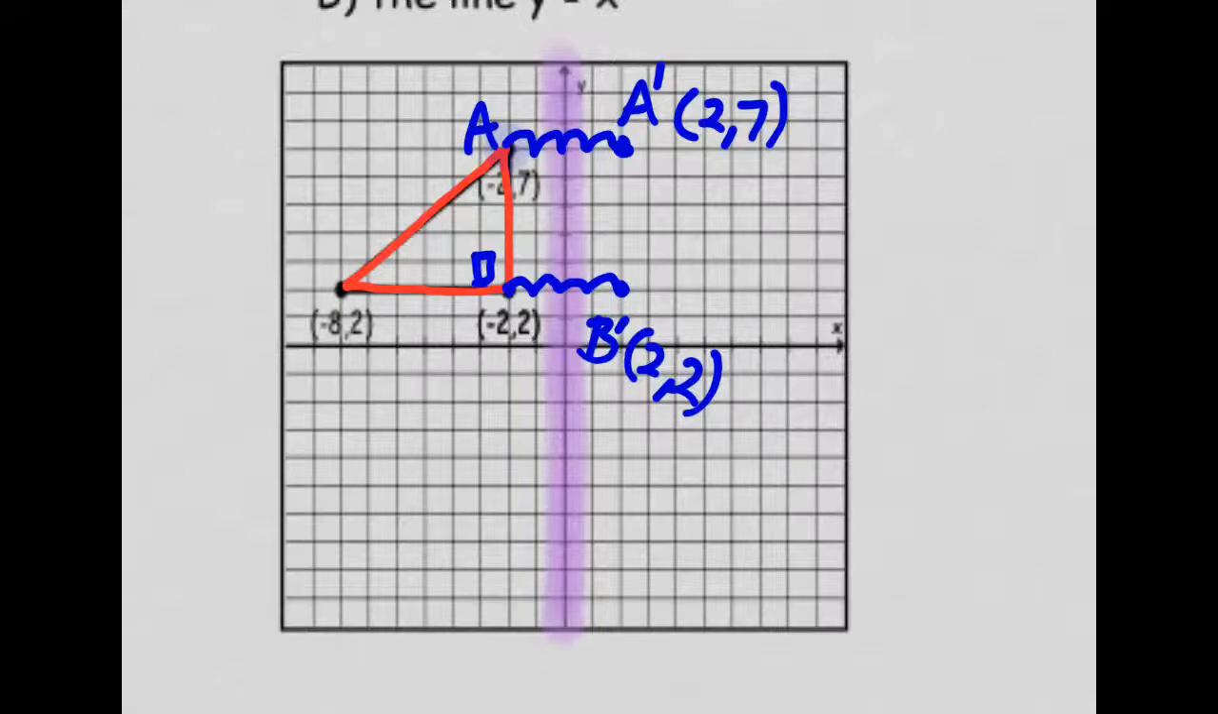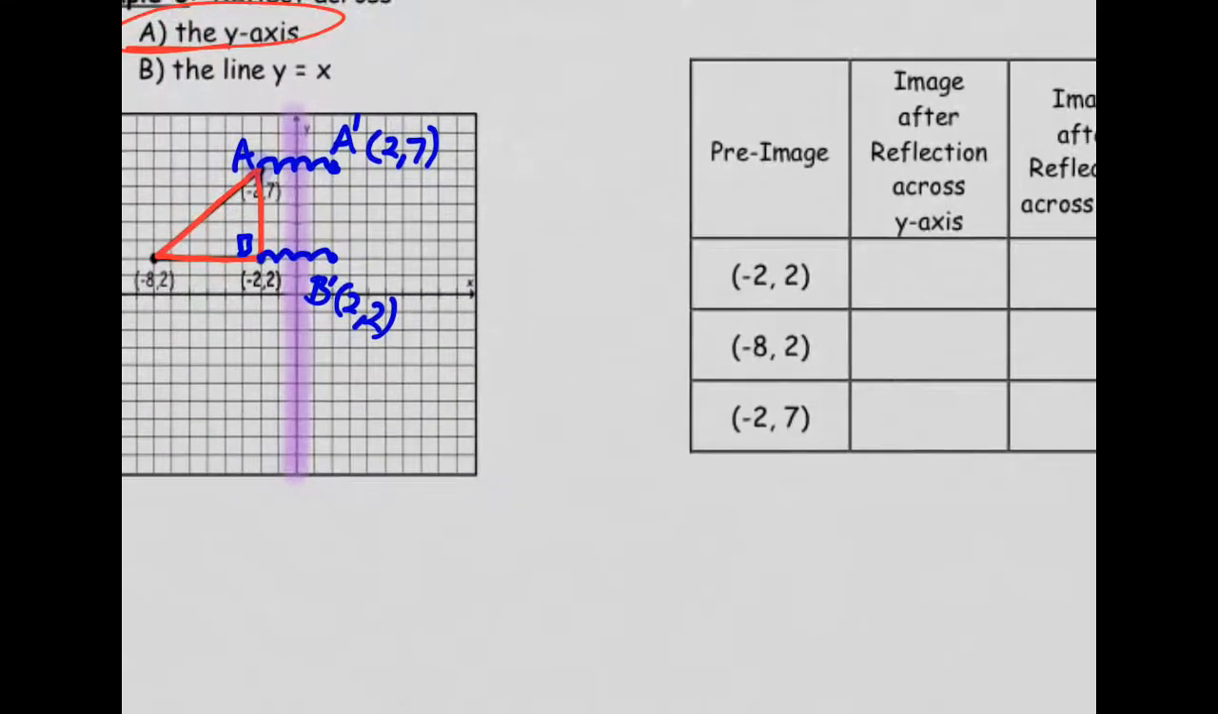And then finally, well, first, let's plot these so far. Let's put these guys in our columns. Image after reflection across the y-axis. So our negative 2, 2 turned into a positive 2, 2, right? And our negative 2, 7 turned into a positive 2, 7.